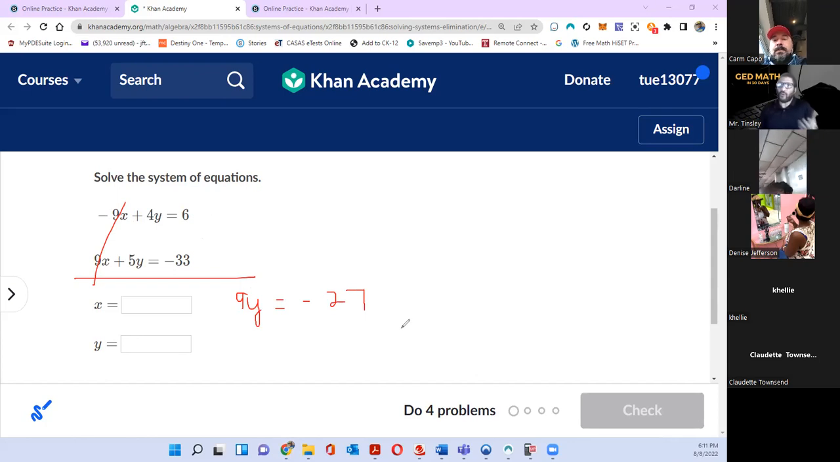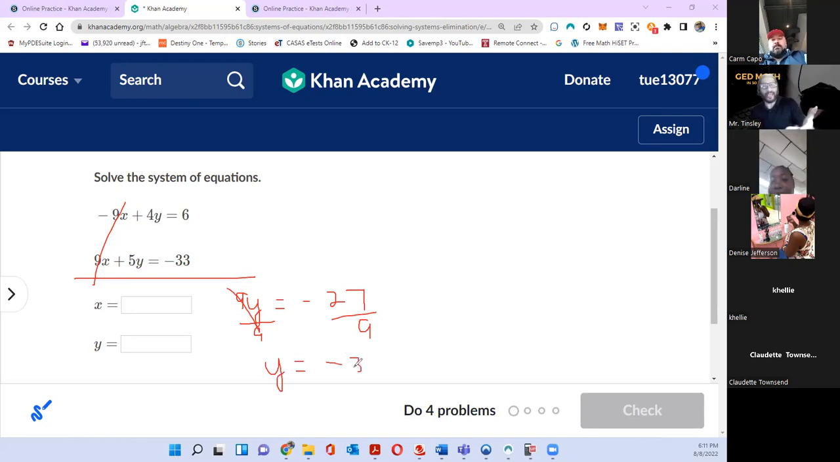In order to solve for y, what do I have to do? You have to divide by 9. So we divide both sides by 9. The 9s cancel. And what's negative 27 divided by 9? Negative 3. So now you know what y is. Once you obtain one of the variables, what's the next step? You've got to plug it into one of the equations.